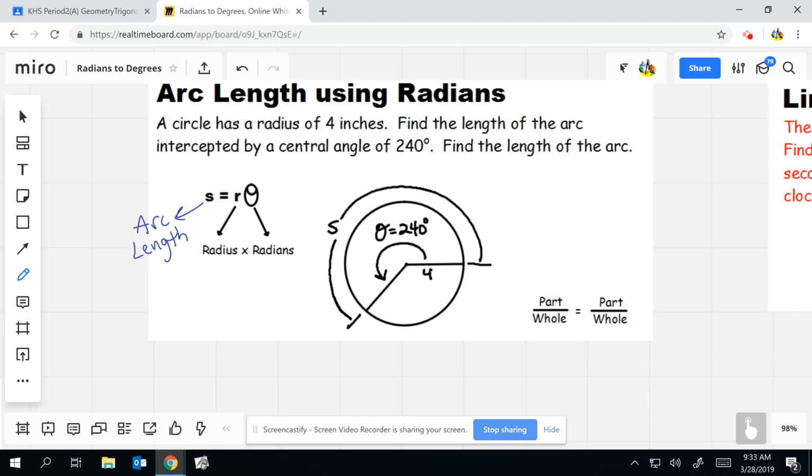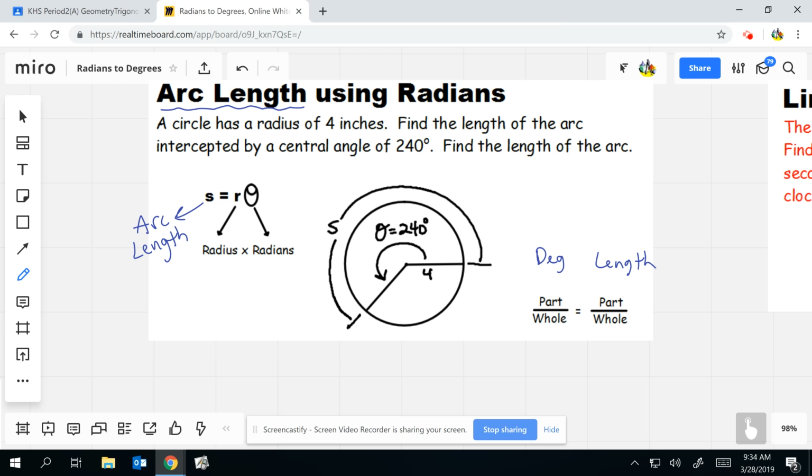Now, we already learned how to find arc length in geometry. We said that you could do the part over the whole for degrees equals the part over the whole for the length. We already did that, and you can still do that if you want to. If you don't remember that your radius number times your radians gives you your arc length, you could still do the proportion if you want. That's not wrong. You're still going to get the same answer.